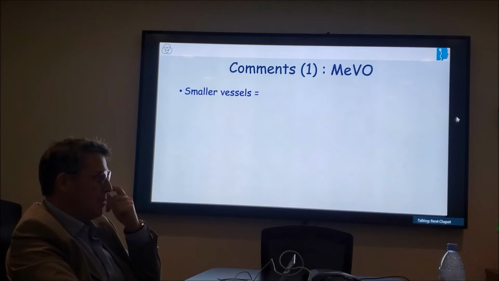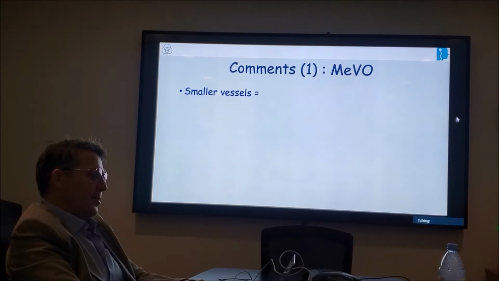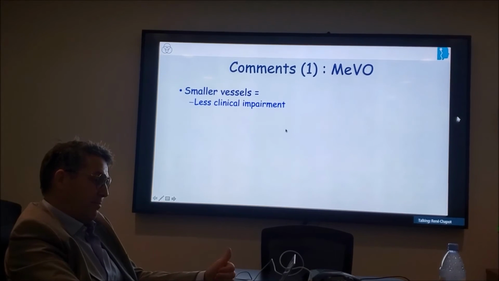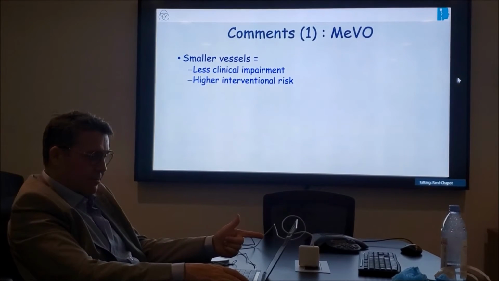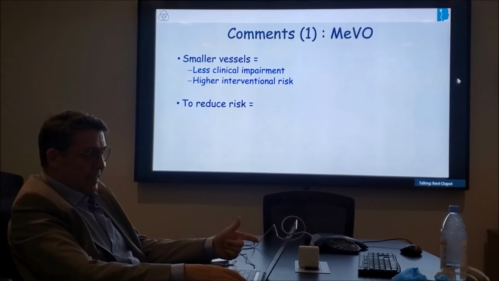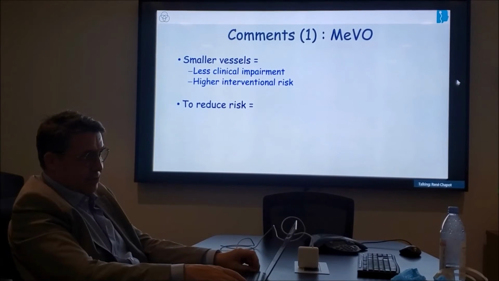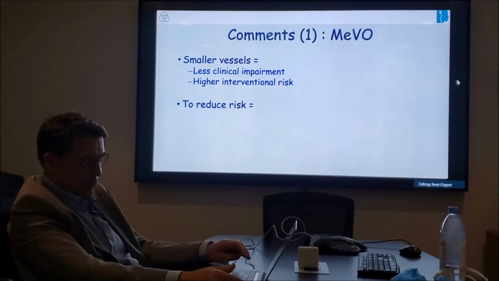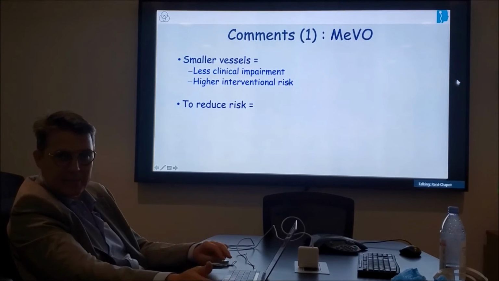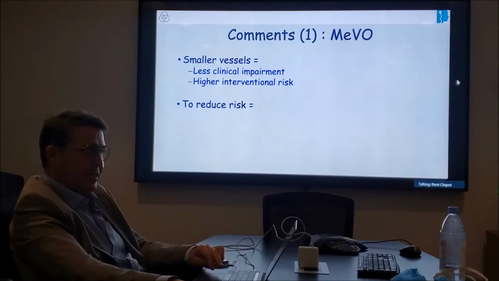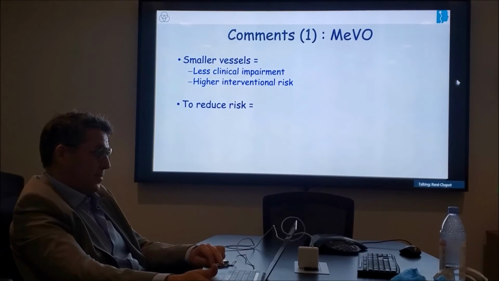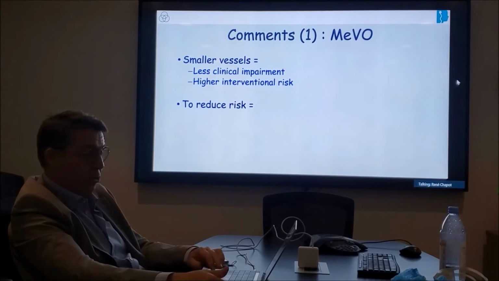So a couple of comments on this, because we could discuss it for hours. Of course, smaller vessels means less clinical impairment, higher interventional risk. That's why the question is really raised whether those patients should be treated or should not be treated, and we don't have the answer. But when we are doing a procedure, and I'm not talking of a patient that comes spontaneously with an NIHSS of 1 that will not get a thrombectomy, but when you're having a patient with TICI 0 that you open at 2A, 2B, and then you see a clot in M3, the question is, I think, raised whether we should reopen it or not.